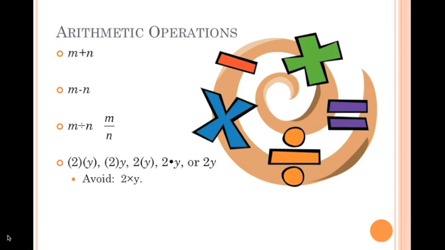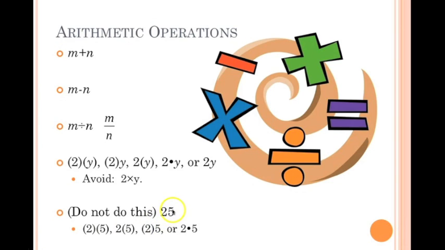Avoid using the arithmetic multiplication symbol in the example 2 times y because it can be confused with the variable x. The method most commonly used is the last one. Only use this method when expressing a product involving variables. 2 times 5 cannot be written this way, since this is the numeral for the number 25.